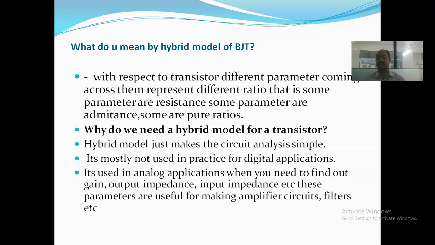They have different things, so we don't analyze the same thing with respect to the Z parameter or Y parameter. We have to analyze it with respect to hybrid. Hybrid means they have different units: sometimes it is resistance, sometimes admittance, sometimes voltage or current, right?